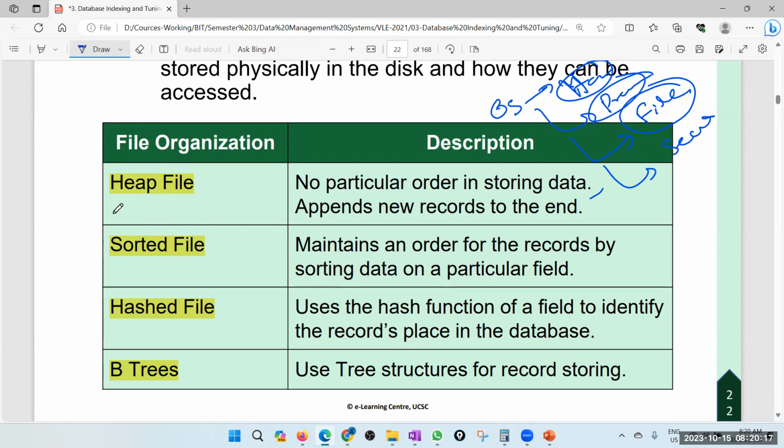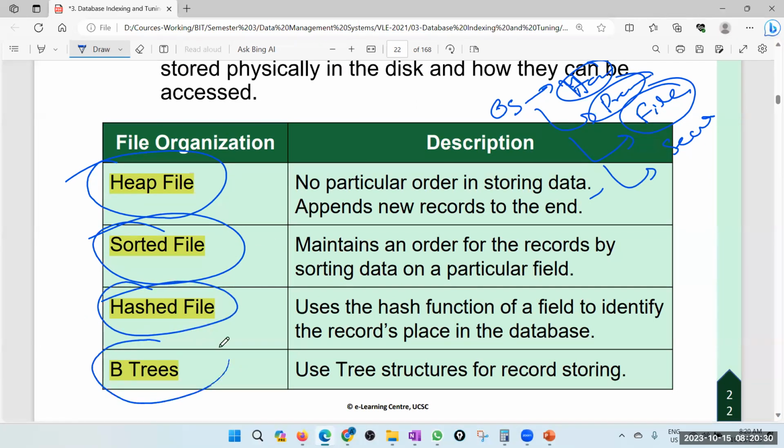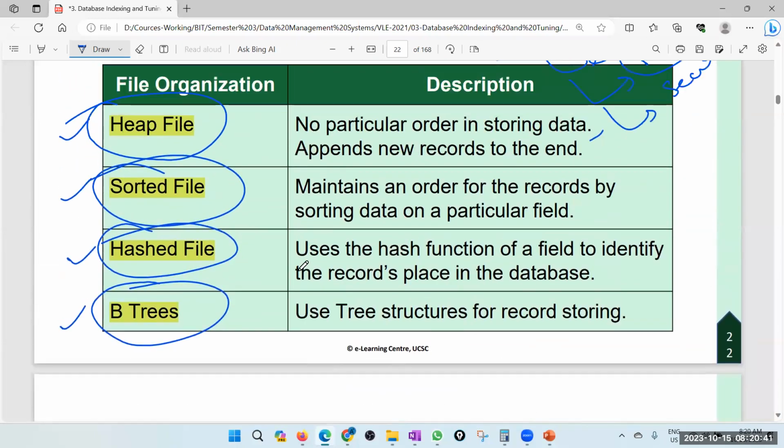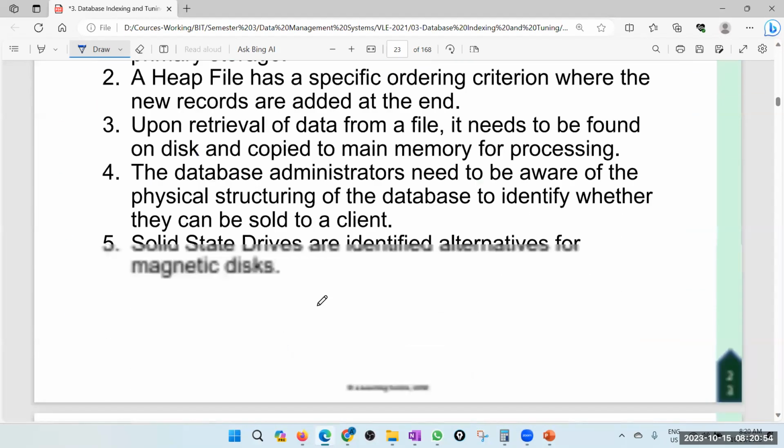So what are the different types of files in general that the operating systems allow and DBMSs can facilitate? We have heap files, sorted files, hash files, B-tree files. We will be looking mainly at these three, but we will look at the B-tree files as well at the end. So what are the differences? We take them one by one, starting with heap files.